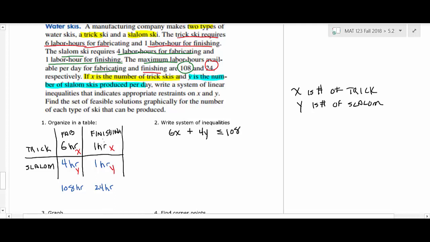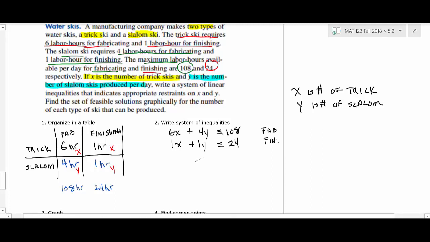Okay, the next one would go the same way. It would be for finishing. It takes an hour to finish a trick ski, x. It takes an hour to finish the slalom ski, y. The amount of labor available is 24. Okay, so that's how you put that together. So you've got an equation really, where this one is for the fabricating, and this one is for the finishing. So it goes like that.